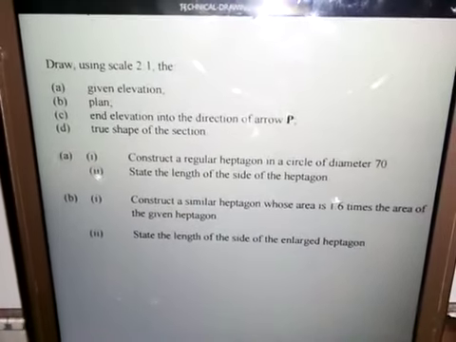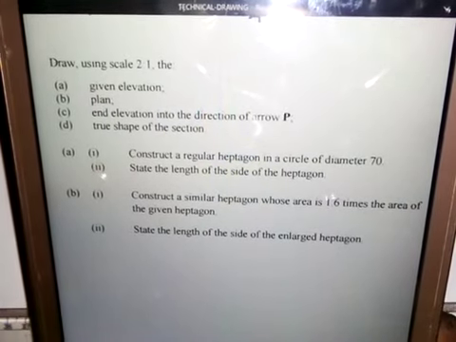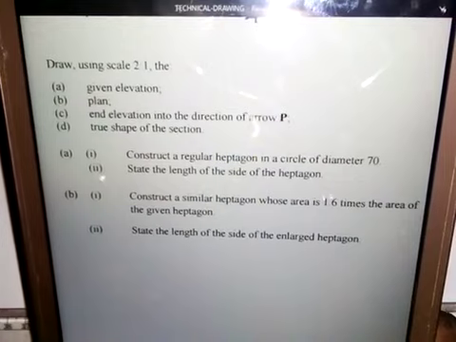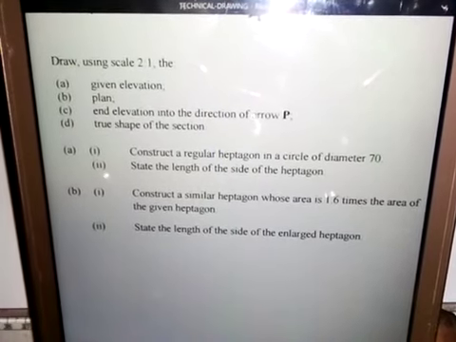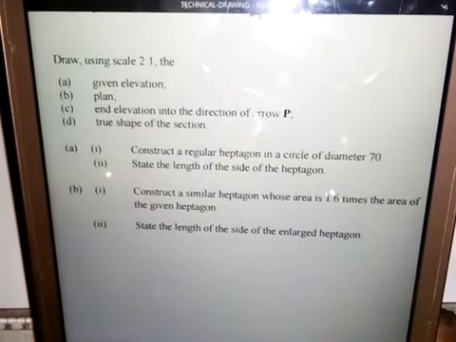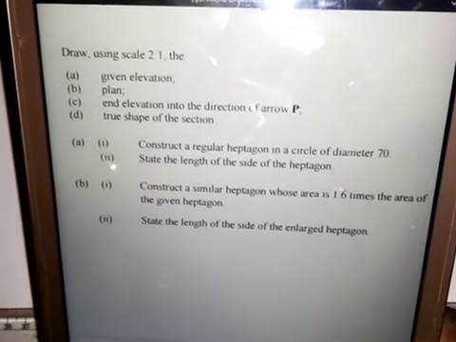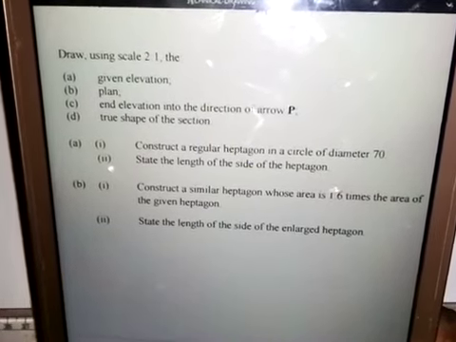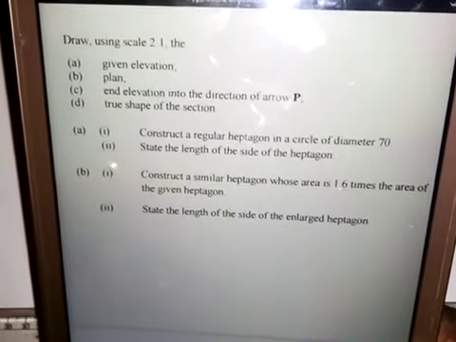the heptagon. And question B, Roman figure 1 says that we should construct a similar heptagon whose area is 1.6 times the area of the given heptagon. And question B, Roman figure 2 says that state the length of the side of the enlarged heptagon. Okay, so what we need to do first is to construct the heptagon, with the diameter of the circle given, which is 70 millimeters. So let's see how this can be done.